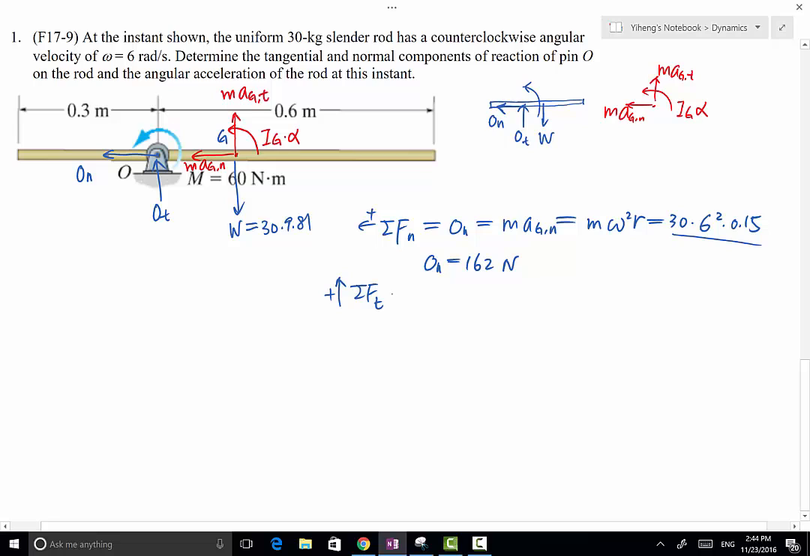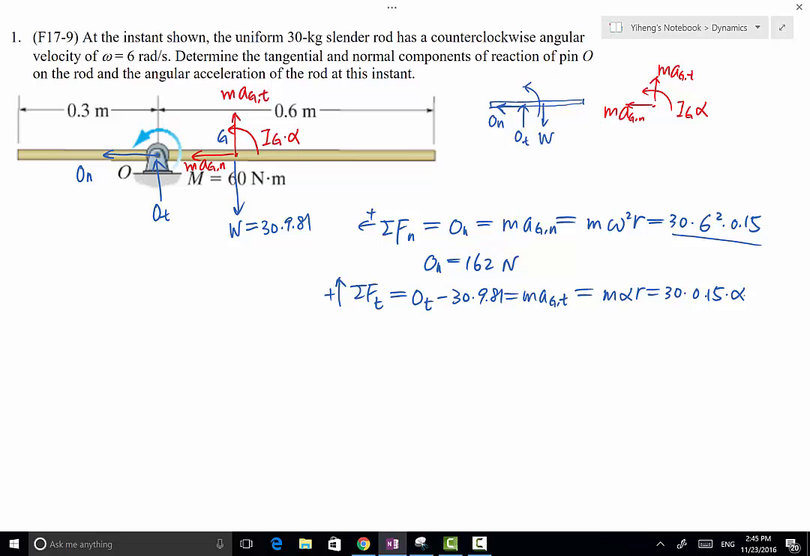Next, we sum the forces in the T direction. The tangential direction, we have O_T minus the weight force, 30 times 9.81, and that equals m a_G t. Again, because this is rotation about a fixed axis, we can rewrite this into m alpha r, which is 30 times r, 0.15, times alpha. So from here, we cannot evaluate alpha or O_T, which means that we need an additional equation, we need a moment equation.